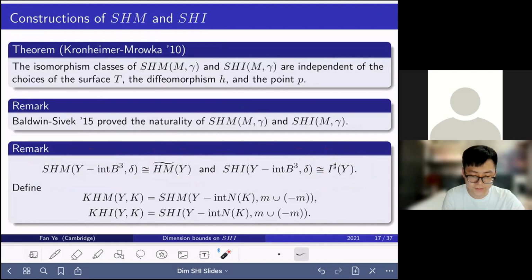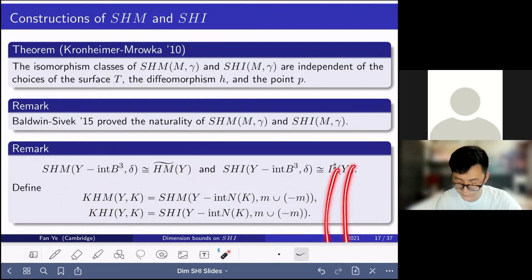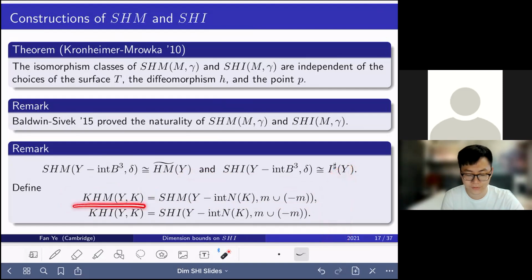For knots, we can define KHM, which is monopole knot Floer homology, with the setup we used before. We take the neighborhood of the knot and remove it, and add two meridian sutures on the boundary. Then we take this as a balanced sutured manifold and apply the construction before. We get KHM and also KHI. So those are similar things for knots in gauge theory.